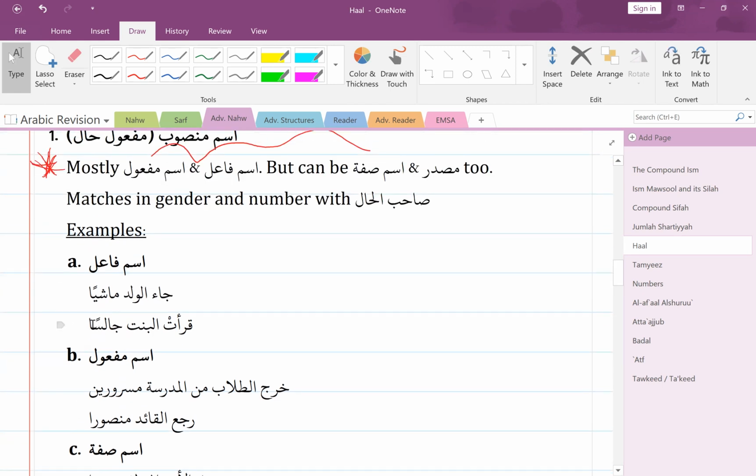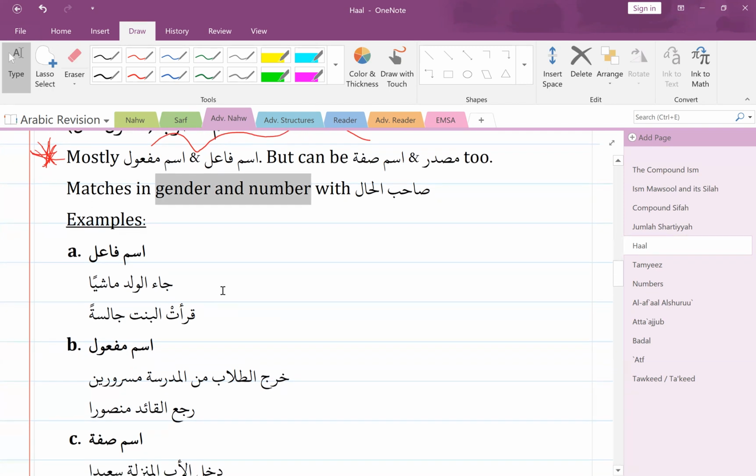Jalisatan. This was a mistake. Let's fix it. Jalisatan. Oops. Yeah. Because we're talking about a girl, and we said it has to match in gender and number. So if there's 2 people, we'll have to match that as well. So for example, قرأت البنتان جالستان. Okay, so you match the gender and the number like that.